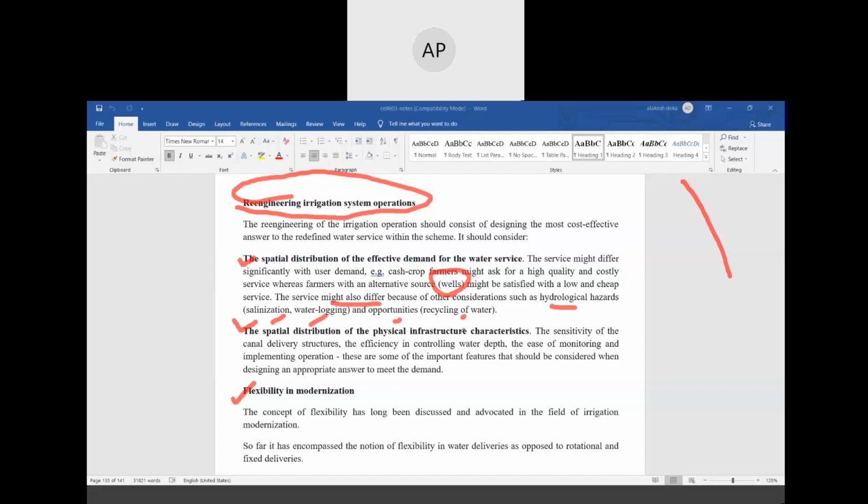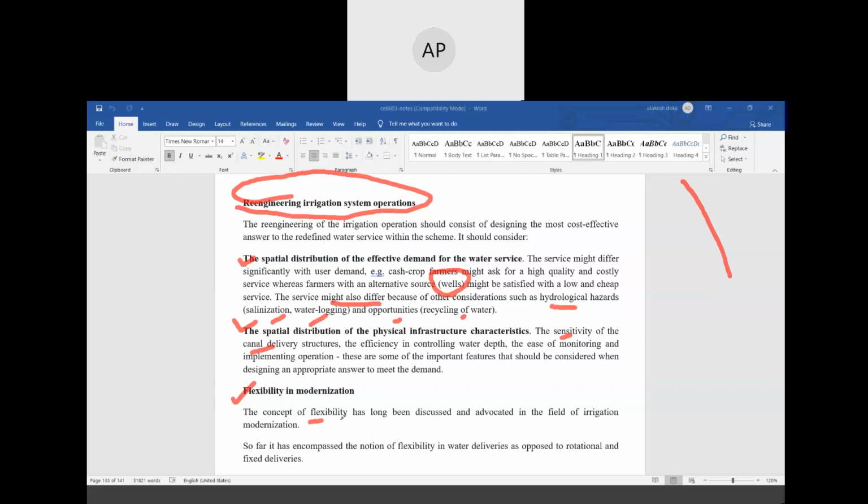Spatial distribution of the physical infrastructure characteristics: the sensitivity of the canal delivery structures, the efficiency in controlling water depth, the ease of monitoring and implementing operation. These are some of the important features that should be considered when you are going to design any irrigation canal. Flexibility and modernization.